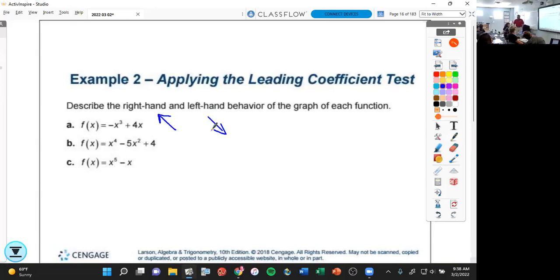I might sometimes call this an up down. Reading from left to right, it's up on the left, down on the right. So if you hear me say up down, that's what I'm saying. That makes sense?